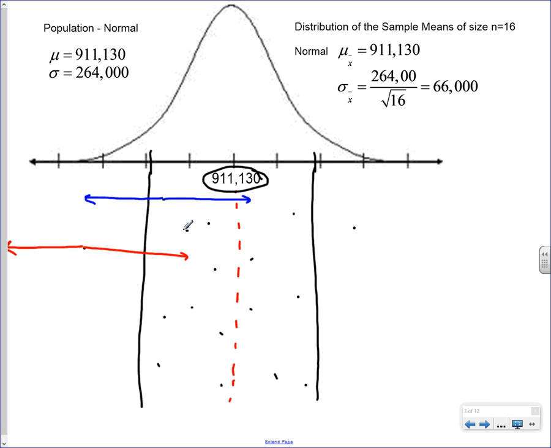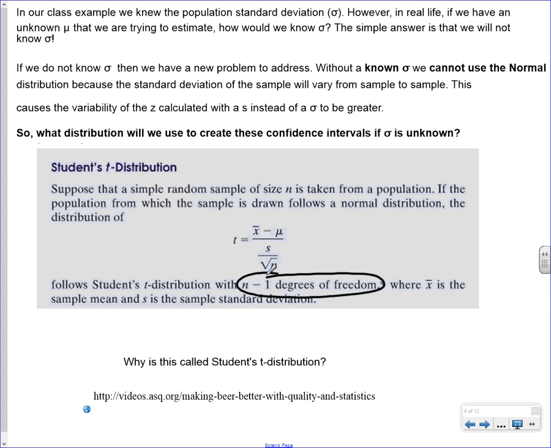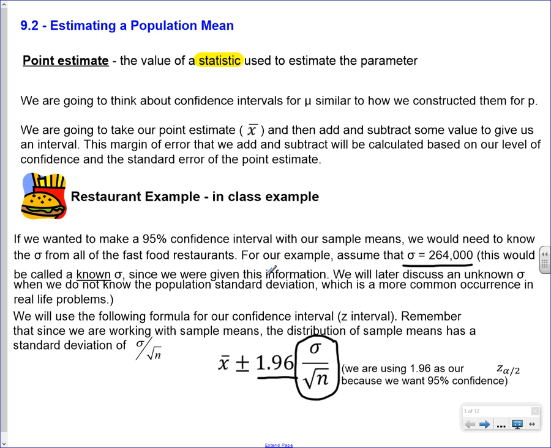And this is looking at where most of our data fell, but we did occasionally have a high one or a low one that, when we created our confidence interval, didn't contain that true mu. But all the statistics that fell within that 1.96 standard deviations from the mean, that interval is going to contain the true mu, okay?